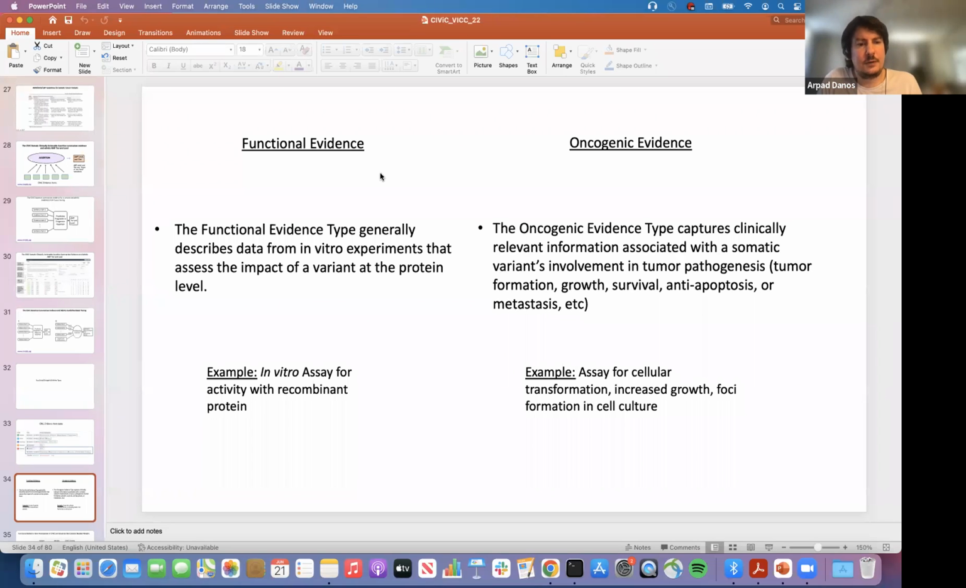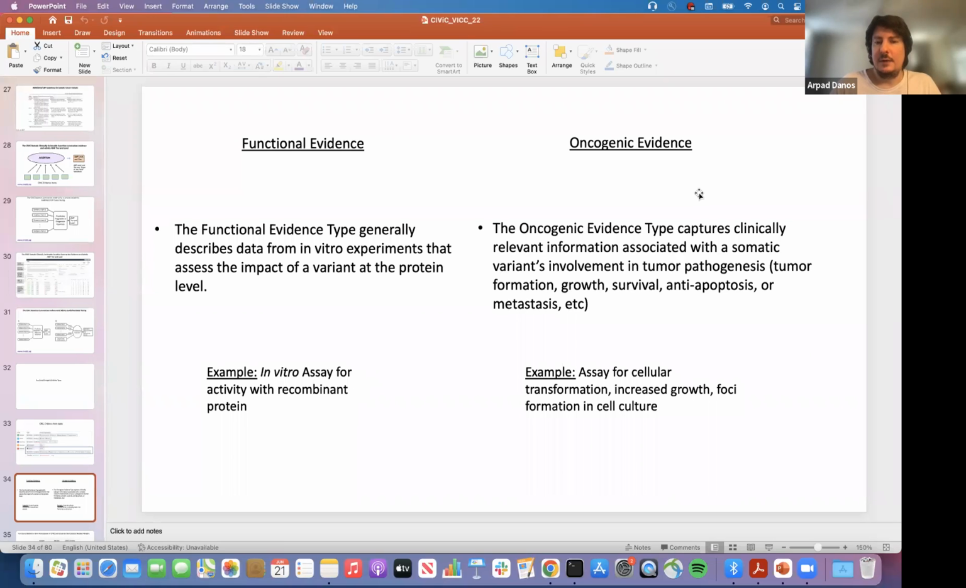And this functional evidence type is generally describing data, say from in vitro experiments. They're really looking at how the variant affects the protein function. So a basic way to think about it is like an in vitro assay for activity using recombinant protein. That's going to get you CIViC functional evidence, right? Because it's really just how does the variant affect the protein behavior? You're not thinking about it within the cellular context.